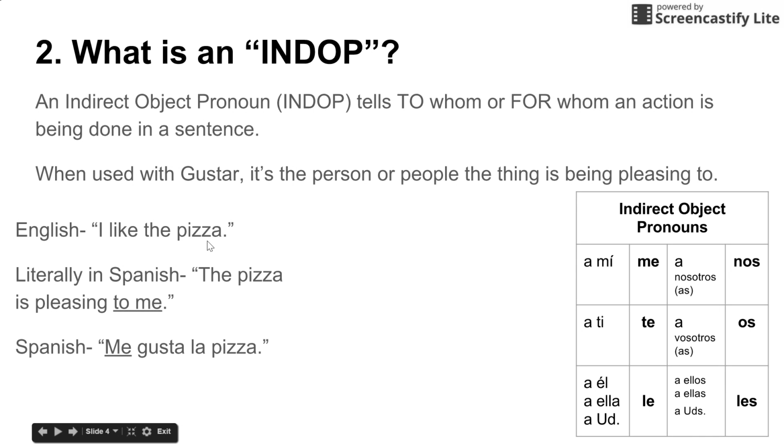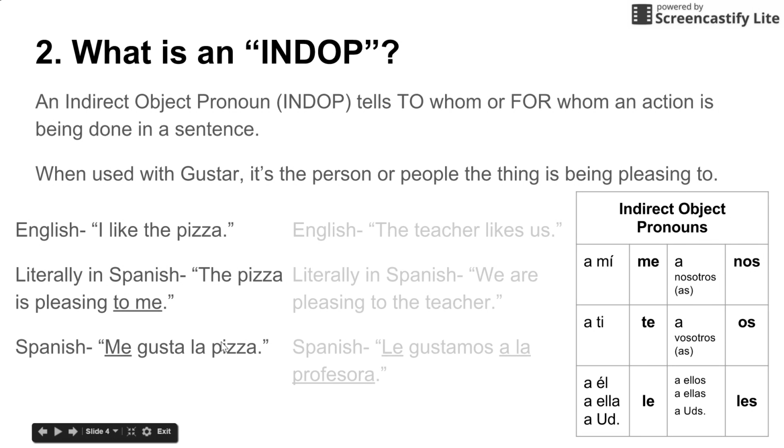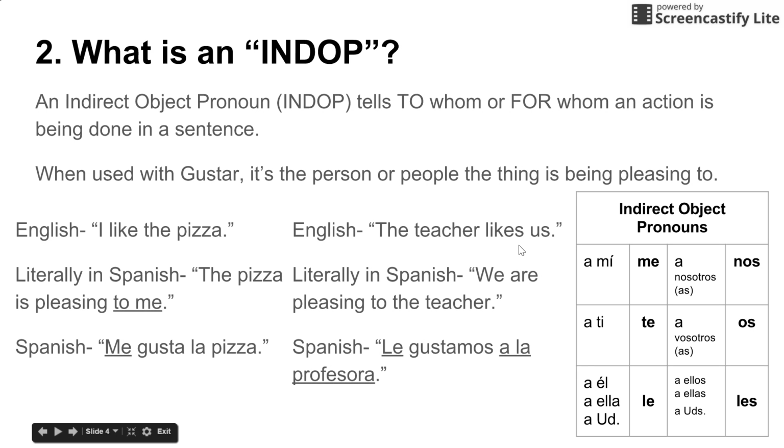I like the pizzas. The pizza is pleasing to whom? It's pleasing to me because I'm the one who likes it. So that's why we're using the me. On the other hand, the teacher likes us. Literally, it's we are the ones being pleasing to the teacher. So the reason why it's we are pleasing is because it's gustamos, because we are the ones doing the pleasing. Who are we doing it to? We are doing it a la profesora. So therefore, it's le. It matches the singular talking about someone.